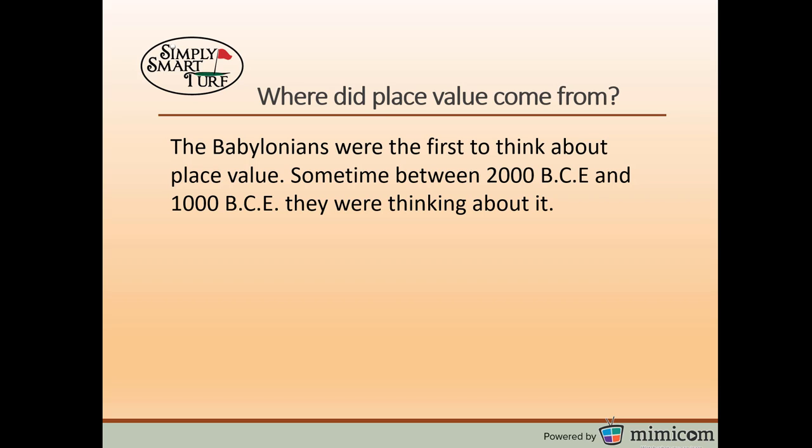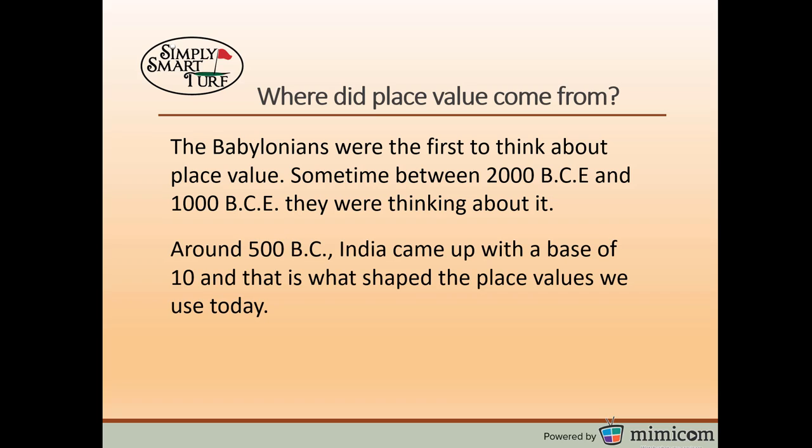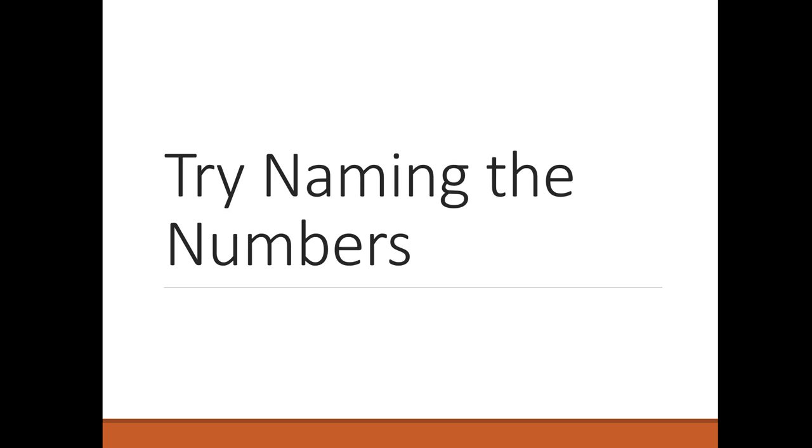The Babylonians were the first to think about place value. Sometime between 2000 BCE and 1000 BCE, they were thinking about it. About 500 BC, India came up with a base of 10, and that is what shaped the place values we use today. It took a long time to come up with this system.